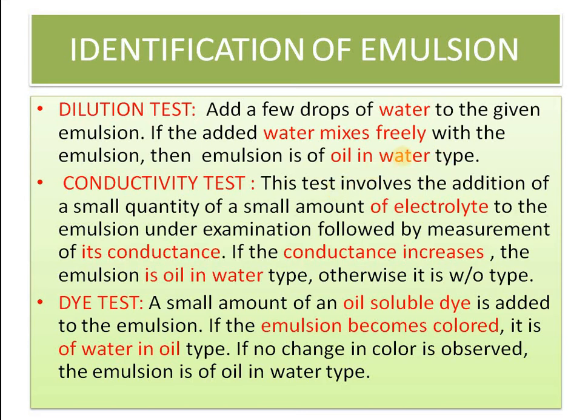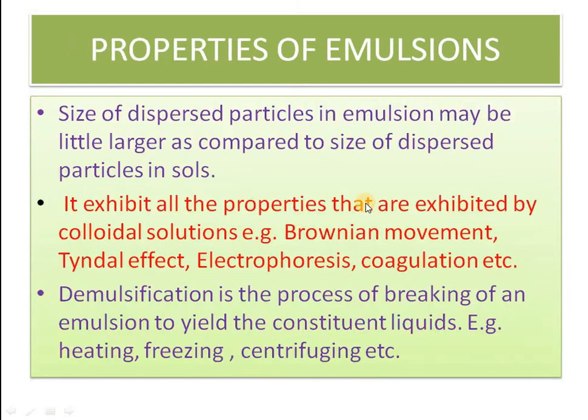Second is conductivity. If you add a small quantity of electrolyte, pass electricity and measure the conductance, and the conductance increases, it means it is oil in water. Otherwise, if the conductance decreases, it is water in oil type. Similarly, the dye test uses an oil-soluble dye. If you add it to the emulsion and it dissolves or the emulsion becomes colored, it means water in oil type. If it does not show any color, it is oil in water type.